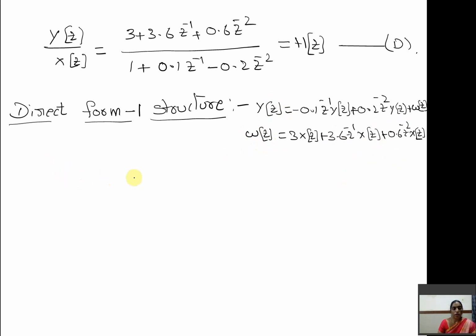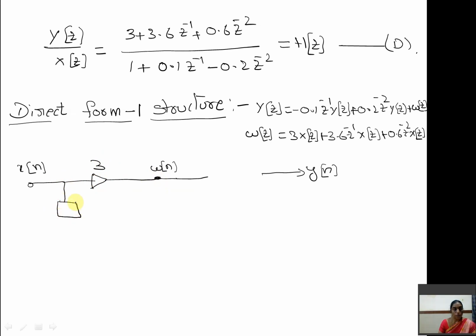Here first implement the w of n. So here is a point, consider this one as w of n, here the input x of n, and then here y of n. Y of n in the z transform means y of z, w of n means w of z, x of n means x of z. Now w of z is equal to 3 into x of z, that means here place 3, then here place a delay z inverse. Now you can get z inverse x of z, then the multiplier, that is 3.6. These two are added here.